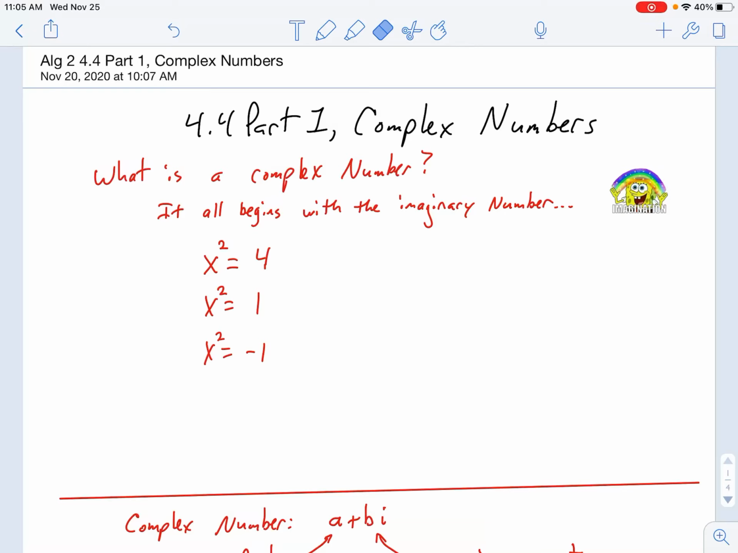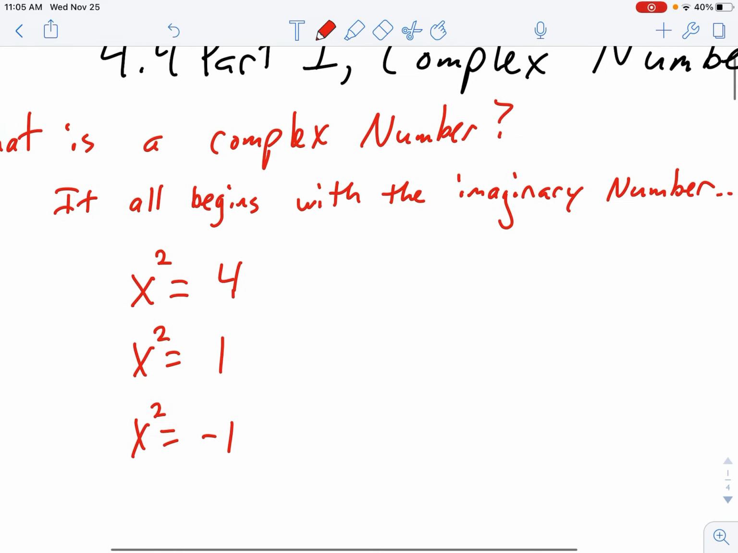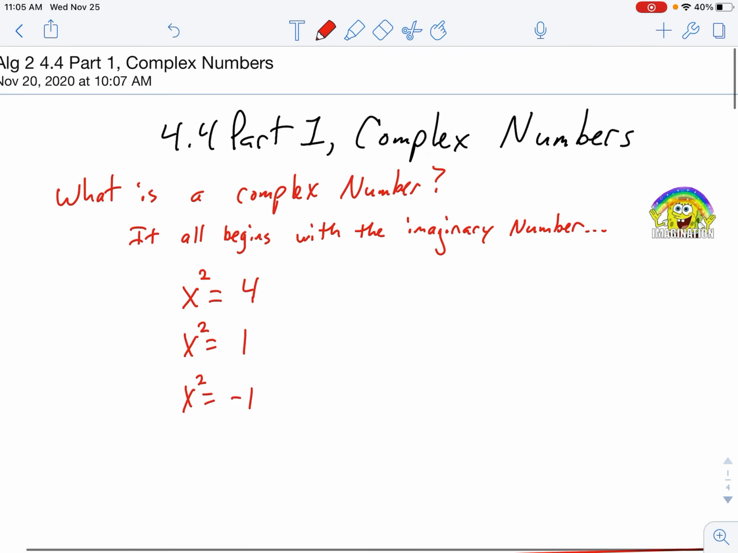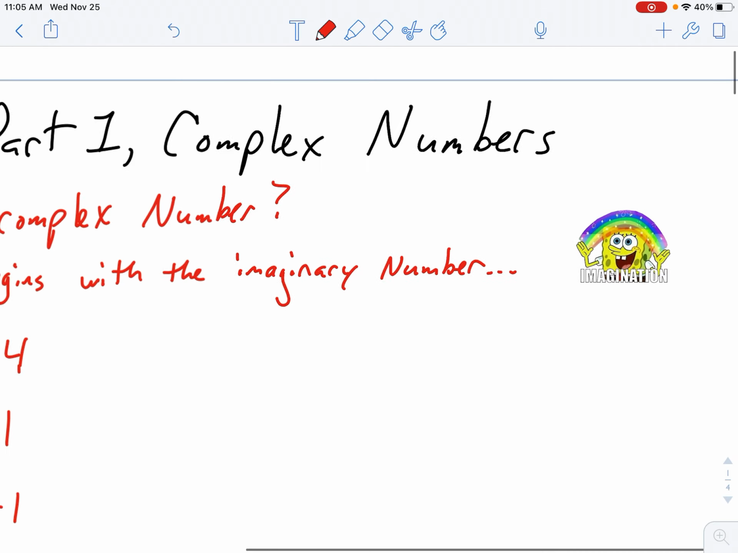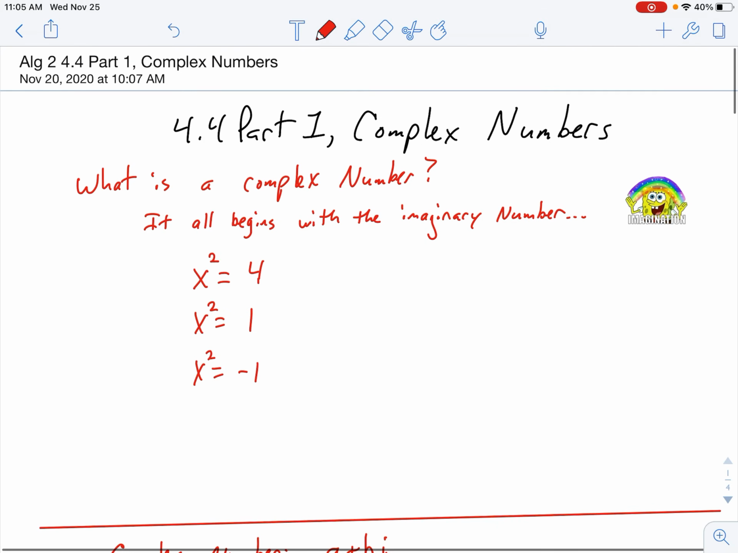All right, everybody. Today we are going to start learning about complex numbers. This should be brand new for just about everyone, I believe. So we need to talk about this. What is a complex number? It all begins with the imaginary number, and you see SpongeBob there with his imagination. That's certainly going to help us. I just have faith. Okay.